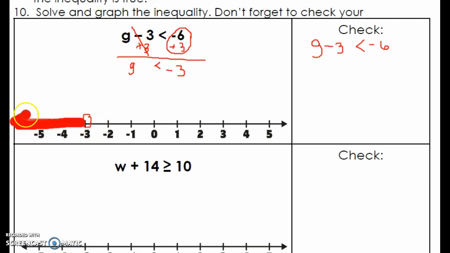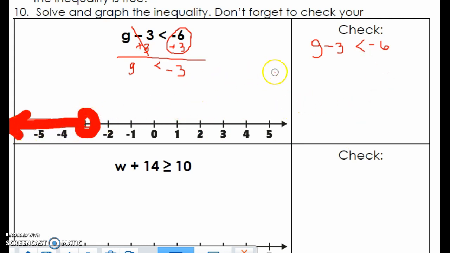It should actually be right on. And remember, this is an open circle. Okay, it does not include the negative 3. Let me go back to a thinner marker here. Now that means I could use negative 5. I could use negative 4 to check my solution.